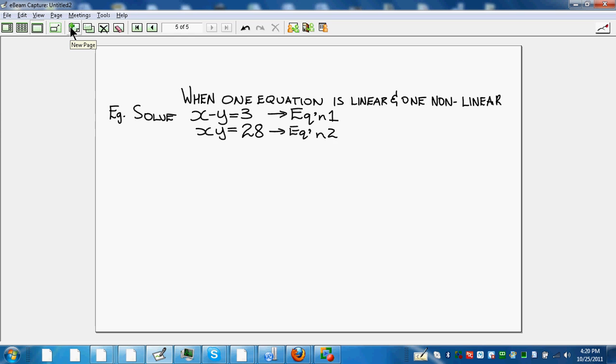Now, what we could say is from equation 1, we could say that x will be equal to 3 plus y. How did we get that? We add y on the left hand side and we add y on the right hand side. So what happens is you get x only on the left hand side and you get x equal to 3 plus y. And we'll call that one equation 3. 1, 2, 3. The third equation is equation 3.